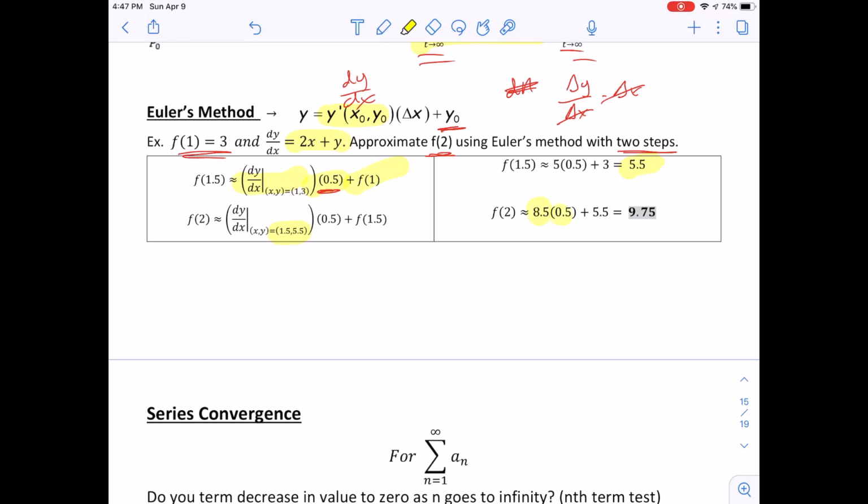Again, our delta x is not going to change. It's going to be 0.5 plus our last value, the value we just found, right? We're going to be adding to that, and we end up getting our final approximation using Euler's method.